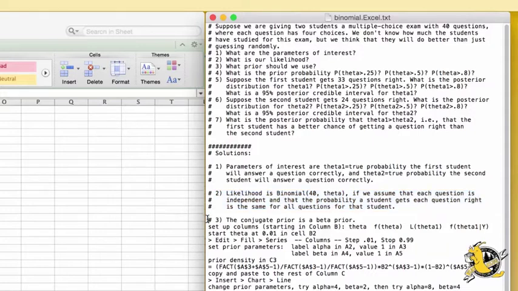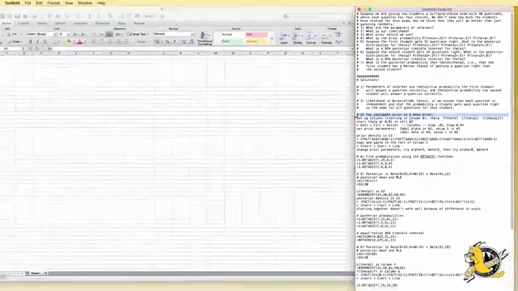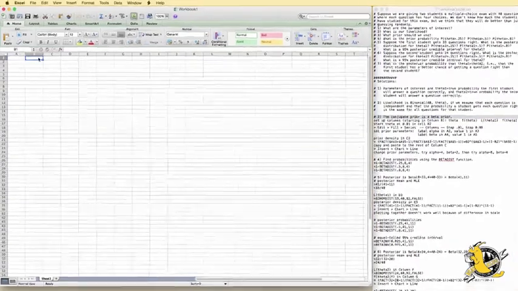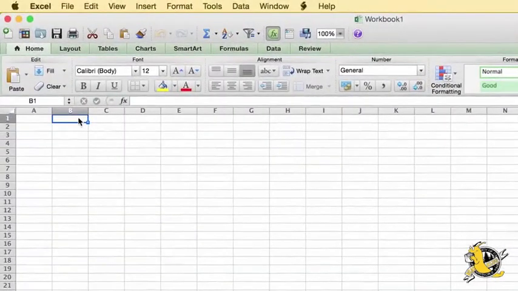Now, how do we decide what prior we should use? For a binomial likelihood, the conjugate prior is a beta prior. Let's explore some possible beta priors. I'm going to set up some columns here in the spreadsheet so then we can look at plots of possible beta priors. So in column B, I'm going to have possible values for theta.